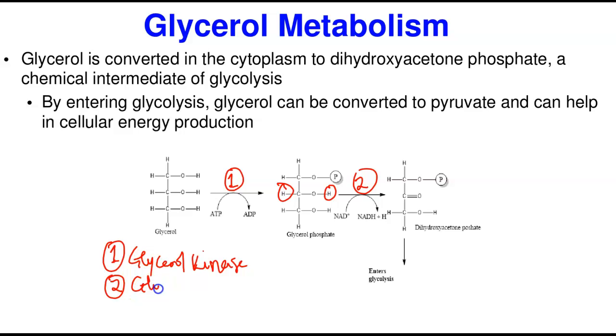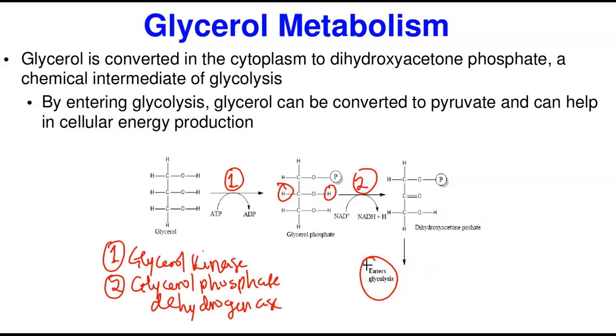The glycerol phosphate dehydrogenase is what acts on glycerol phosphate and converts it to dihydroxyacetone phosphate. Remember, dihydroxyacetone phosphate is an intermediate of glycolysis. What happens? It enters glycolysis and is broken down to pyruvate. That is exactly what happens.